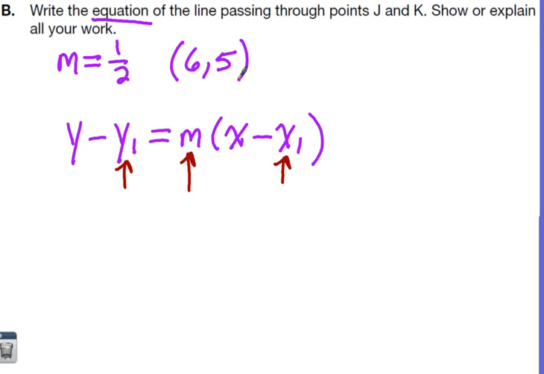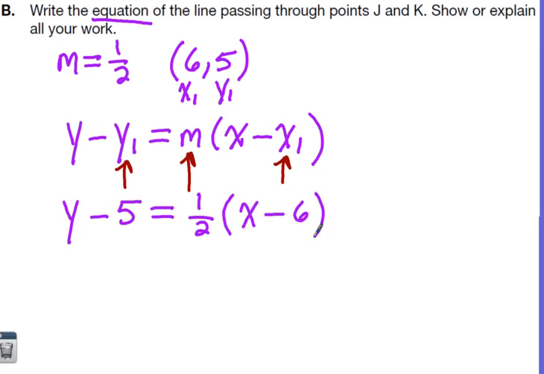Okay, so there it is. I have M as 1/2, and I have a point which I'm going to use as my x1 value and my y1 value. Remember, people, ordered pairs, something, comma, something, that goes x, comma, y. So 6 would be my x1, and 5 would be my y1. So now all I really do is plug in the 5 for y1, plugging in 1/2 for m, and I'm going to plug in 6 for x1.